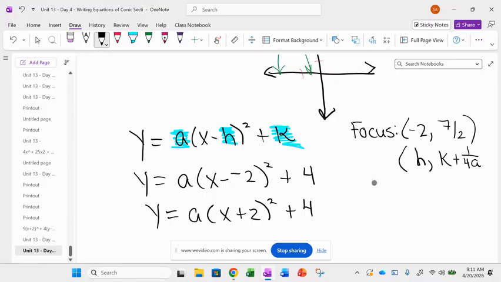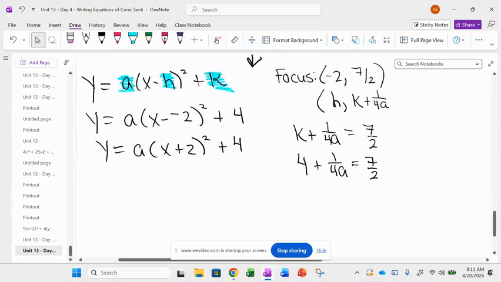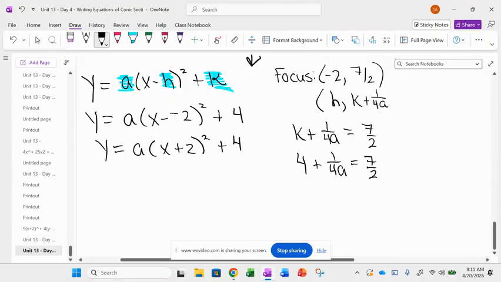So what does this tell me? k plus 1 over 4a has to equal 7 over 2. And I already know k. What's my k? 4. So I could plug that in. We're going to have 4 plus 1 over 4a equals 7/2. So now I'm going to solve for a.